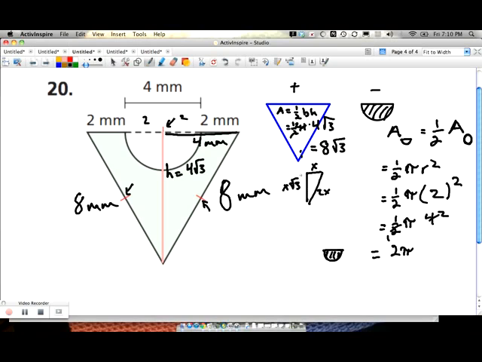So we got to start with 8√3. And our total area is going to be the triangle minus the semicircle. So it's going to be 8√3 minus 2 pi. Now again, I could plug that into a calculator. I don't really care because I know that I did it right. And if I were to go back and check my work, I know that I would have it right.